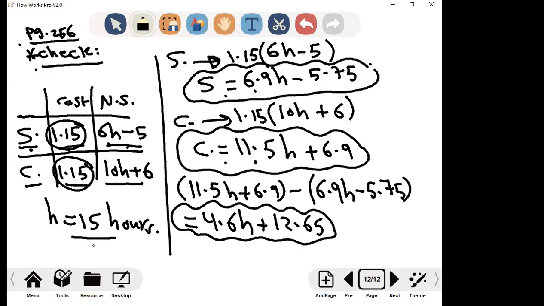طيب the question said after how many hours? So how will we know the money? I will go to my answer here. Replace h by what? To know the exact money. فاهم يا معاذ؟ يلا. So this is equal 4.6 multiply h, which is 15, plus 12 point 65. Multiply then add. The answer will be 81.65.